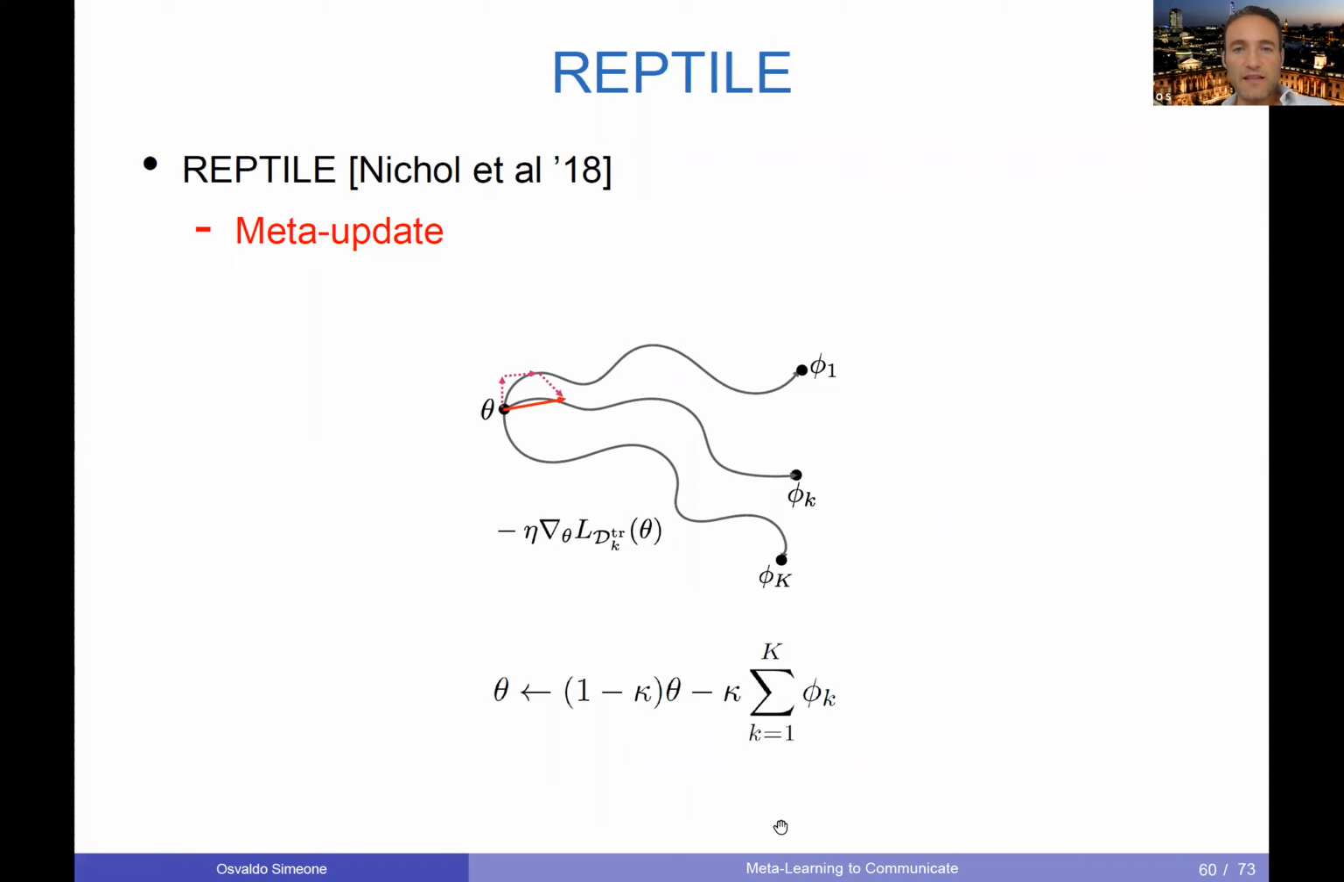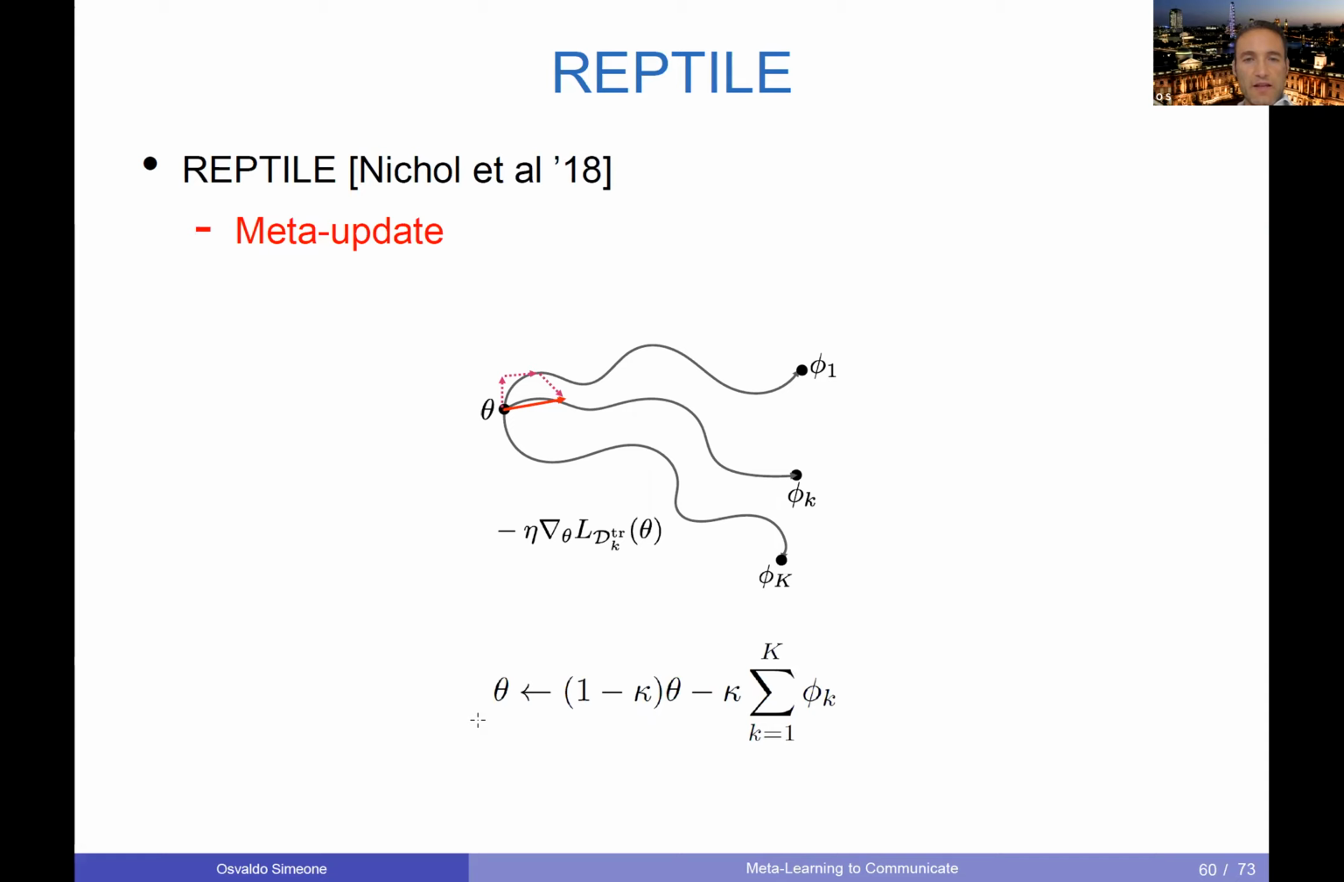There is another scheme that somehow seems to work better in some applications, which is known as REPTILE. REPTILE essentially works as follows. The hyperparameters are updated using as a delta, right, as the update, the average of the updated model parameters. So you calculate the updated model parameters, you average them, and then you use them to update the hyperparameter. There is some justification in the original paper as to why this is really akin to meta-learning.